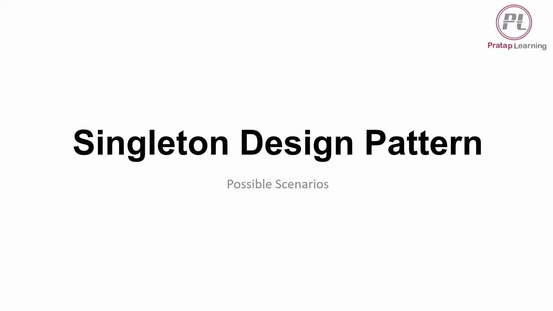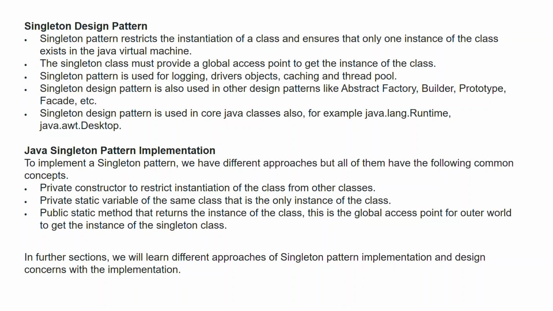Possible scenarios. Singleton design pattern. Singleton pattern restricts the instantiation of a class and ensures that only one instance of the class exists in the Java virtual machine. The Singleton class must provide a global access point to get the instance of the class.